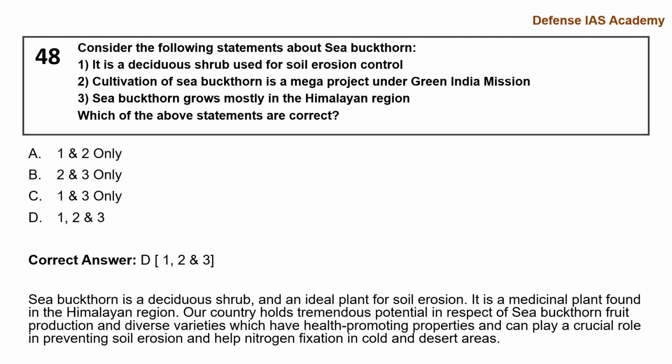Sea buckthorn is a deciduous shrub and an ideal plant for soil erosion. It is a medicinal plant found in the Himalayan region. Our country holds tremendous potential in respect of sea buckthorn fruit production and diverse varieties which have health promoting properties, and it can play a crucial role in preventing soil erosion and help nitrogen fixation in cold and desert areas.